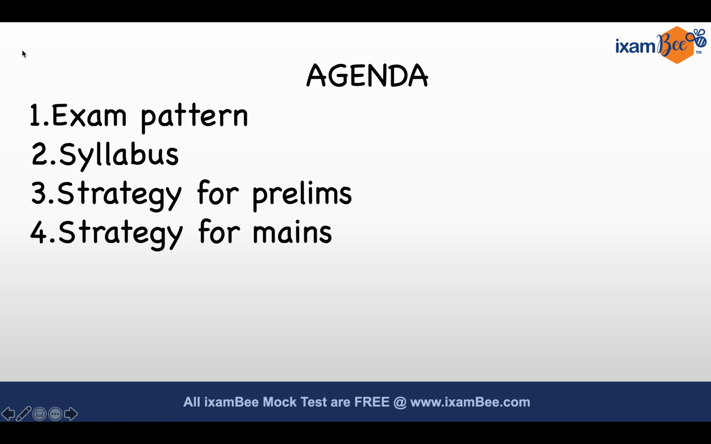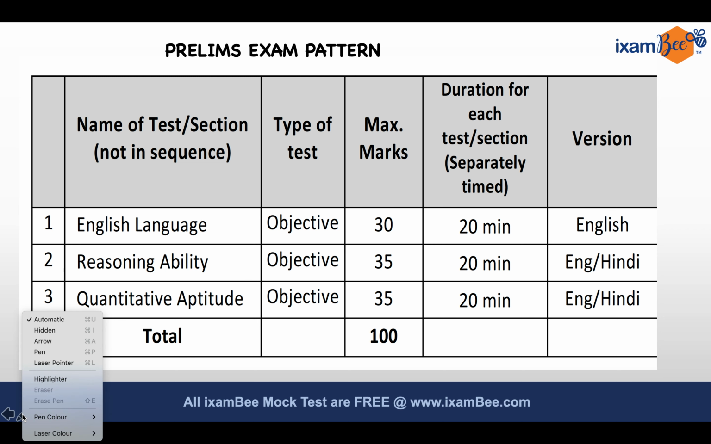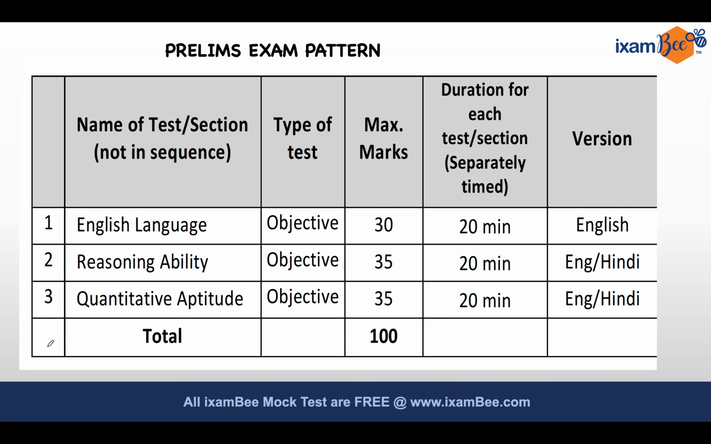So in this video, we're going to start off by looking at the exam pattern. Then we'll look at the syllabus, followed by the strategy that you should be following for prelims and mains to boost your preparation. Now here is a quick look at the exam pattern. In the prelims, we have English language objective type of test. So you have 30 marks and you need to finish it in 20 minutes.